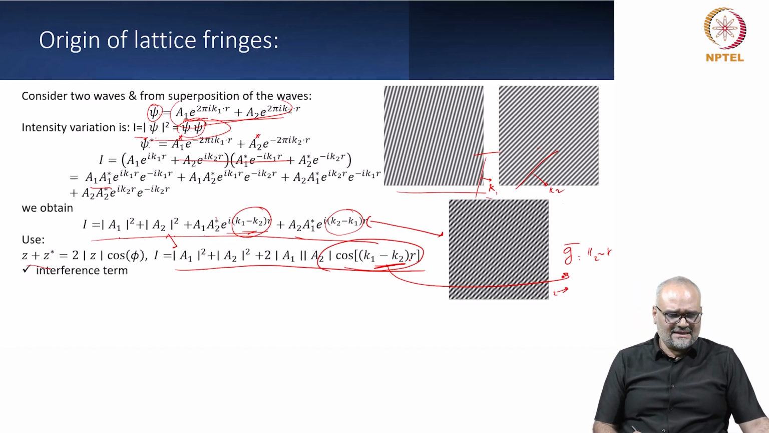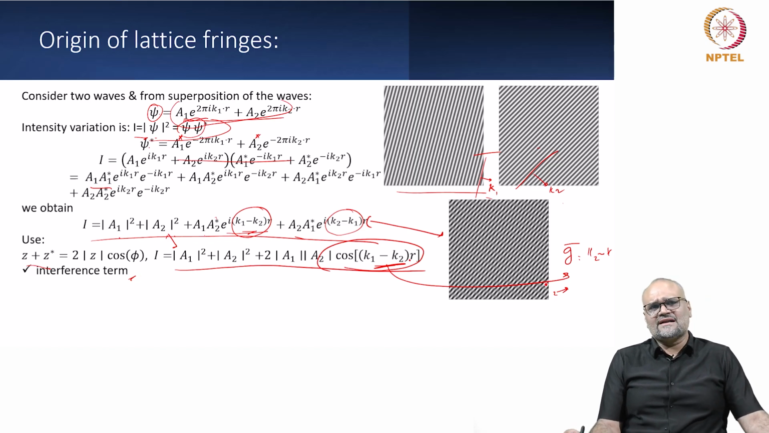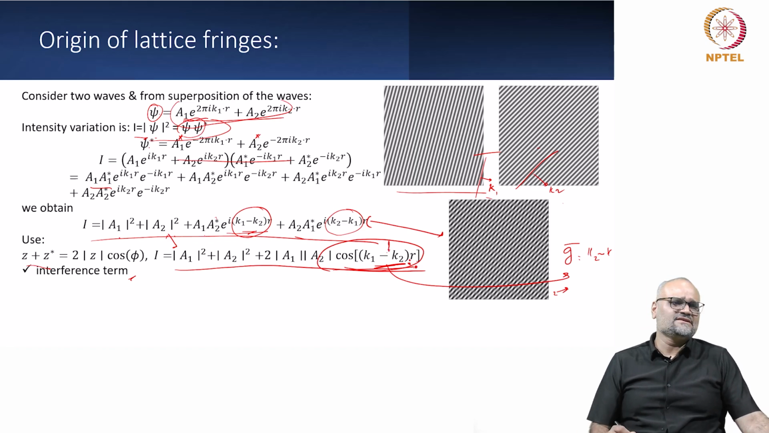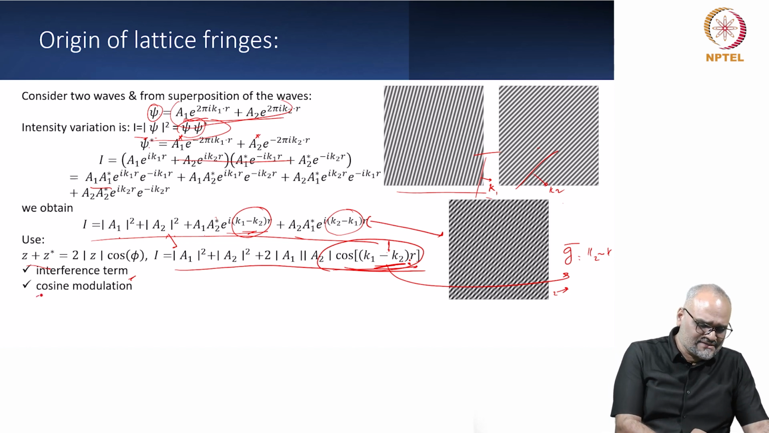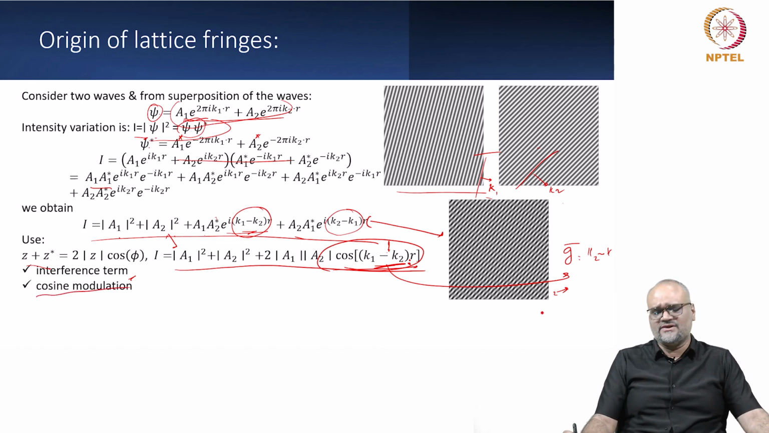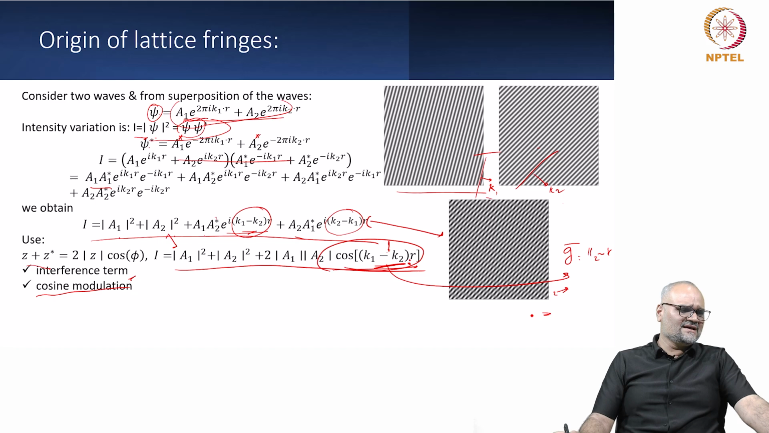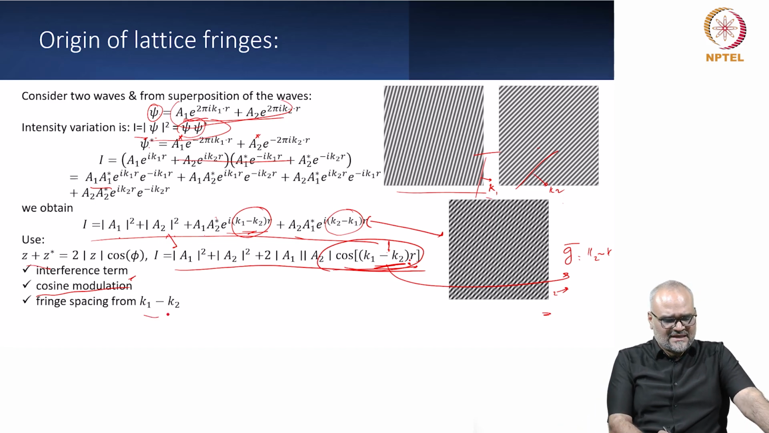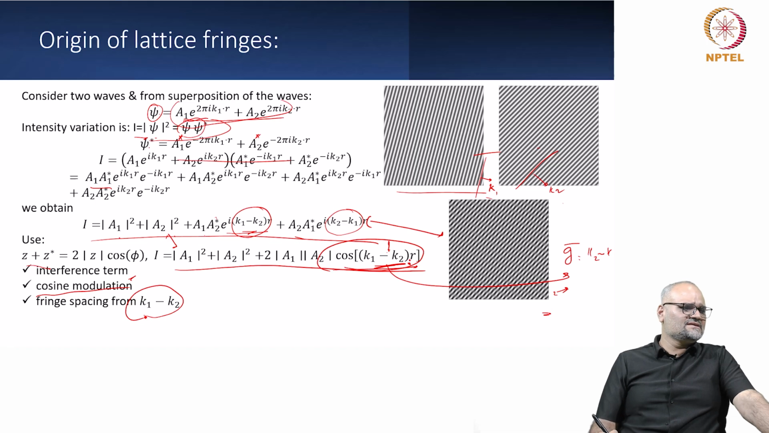So what you get is the interference produces contrast variation as a function of the cosine of a reciprocal lattice vector and the dot product of the position vector as well. So you get a cosine modulation of the amplitude that you record in the HREM micrograph, and the fringe spacing can be determined from the difference of these K1 and K2. So what does this tell us?